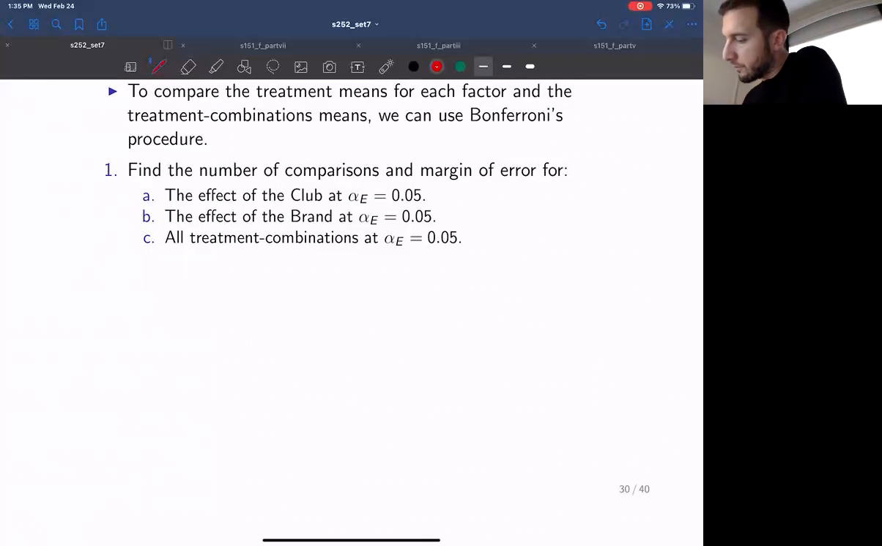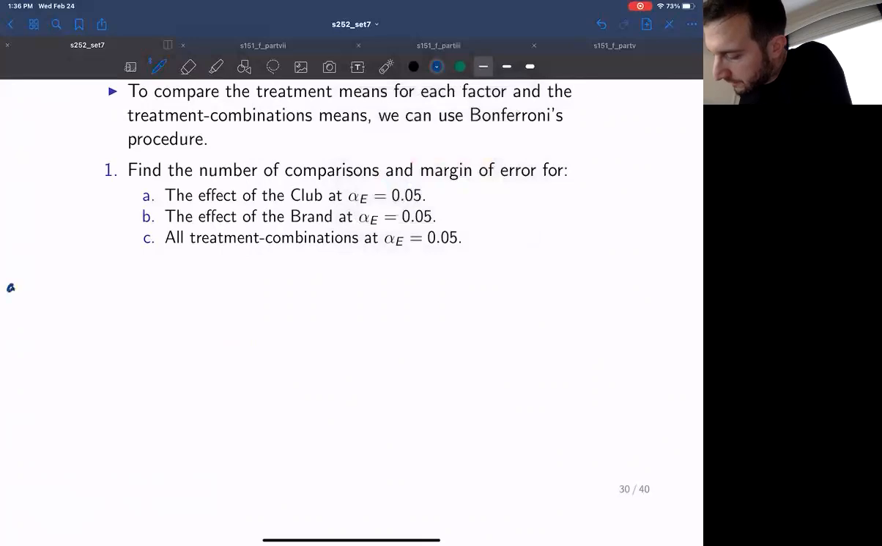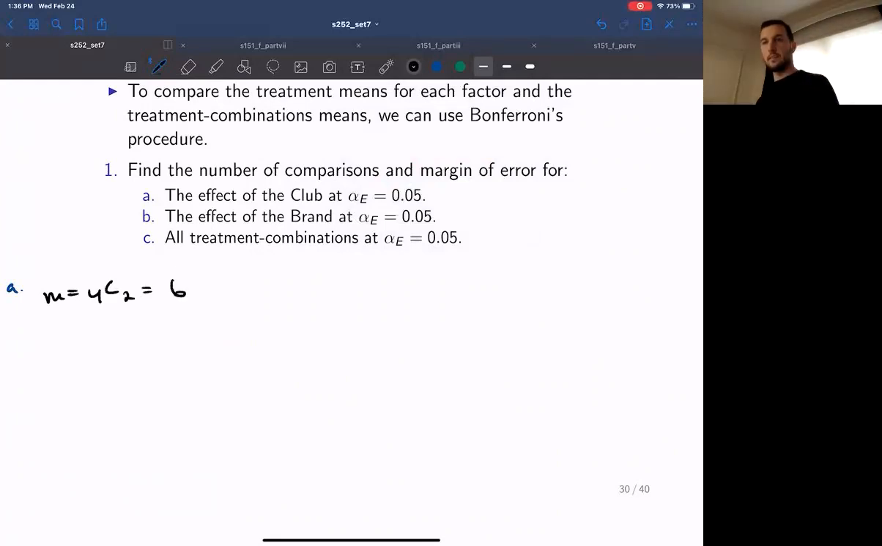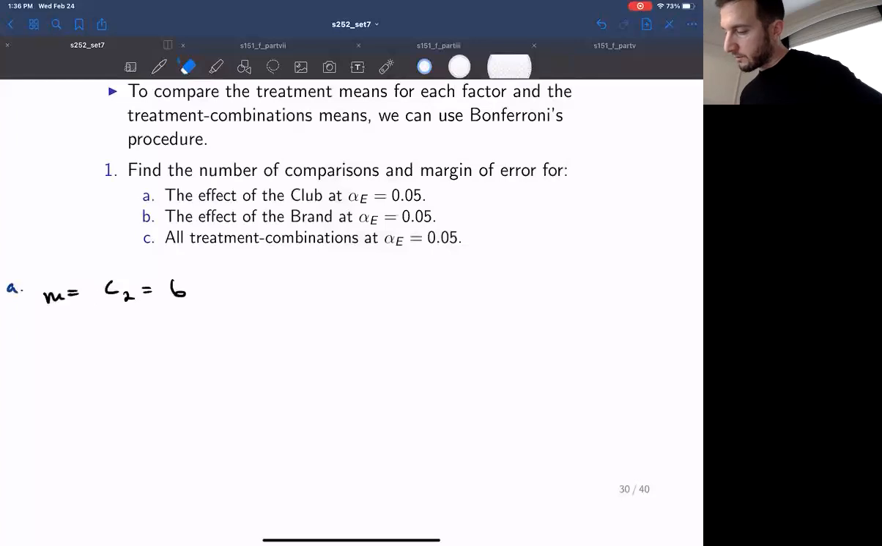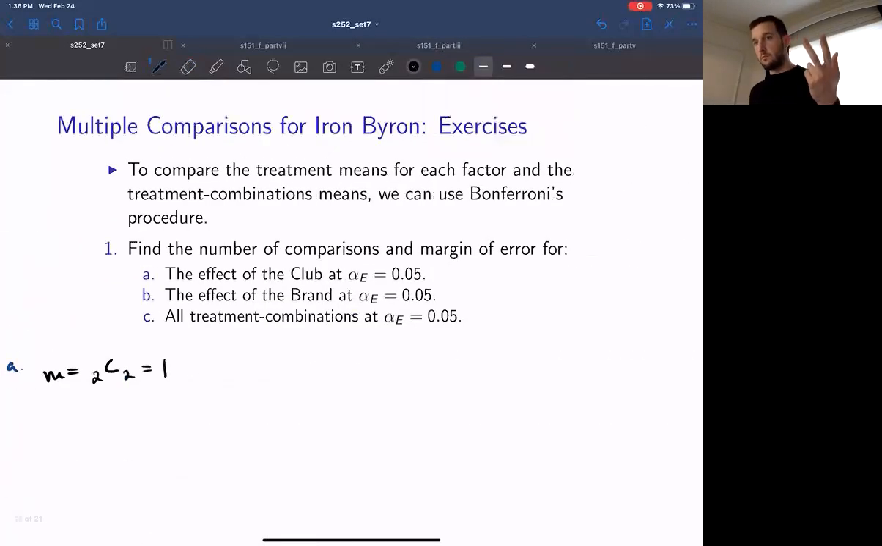Okay, so for example, when we are interested in brand effect, we're going to have little m equal to 4C2, which is equal to 6 comparisons to perform. So for club effect, we'll have 2 choose 2. Okay, we have one comparison that's of interest because we're only comparing two clubs, which are the driver and the 5-iron.